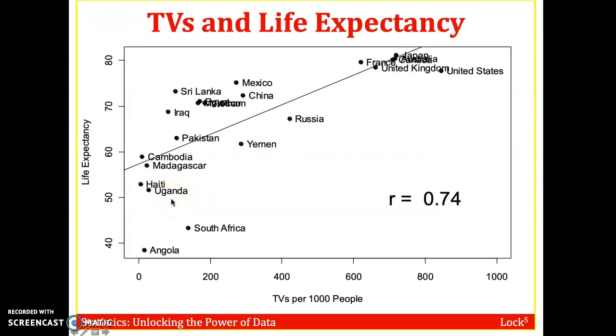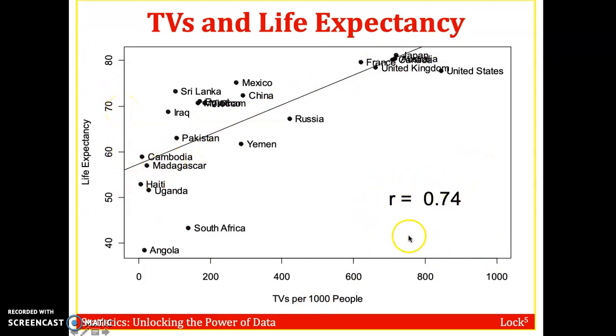All right, one other thing to look at. Oh, sorry, I need to fix my graph here. But here we plot TVs per 1,000 people in various countries, and then life expectancy. And here r equals 0.7. I would say this is a moderate to strong positive correlation. Generally, the more TVs per capita, the higher the life expectancy gets.